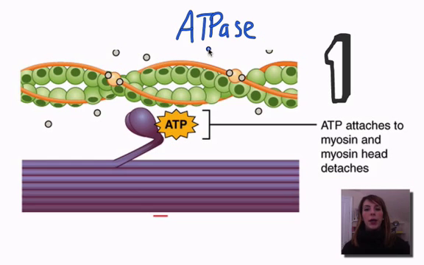And you may also realize that muscle contraction takes a lot of energy. So where is that energy coming from? Well, it's coming from ATP. So this ATP is involved in this mechanism, but realize that it's also providing the energy to make muscle contraction happen.